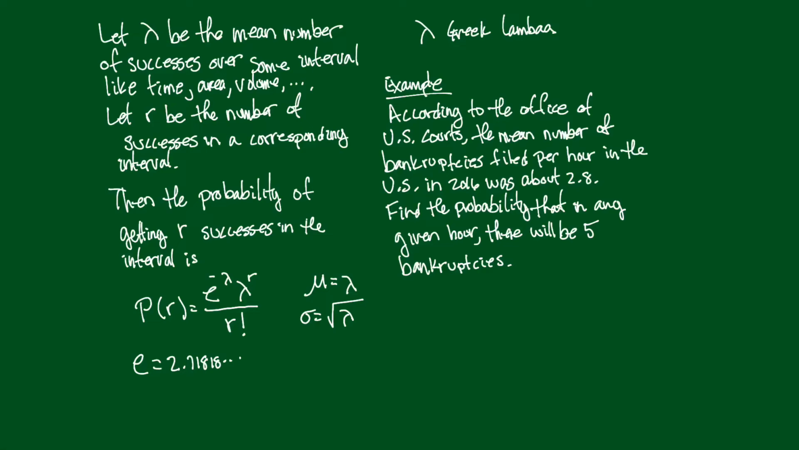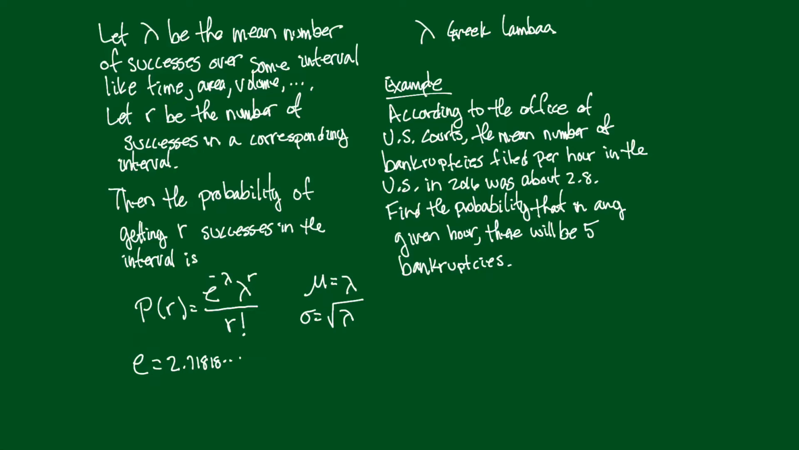Here's an example. According to the Office of U.S. Courts, the mean number of bankruptcies filed per hour in the United States in 2016 was about 2.8. So find the probability that in any given hour there will be 5 bankruptcies filed.